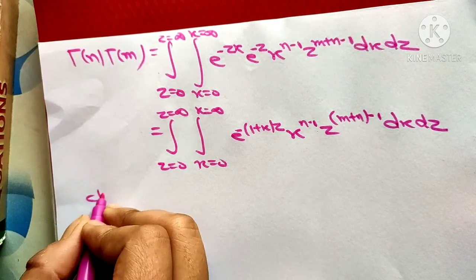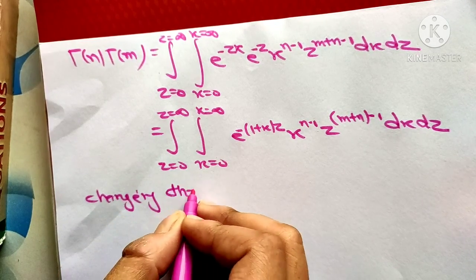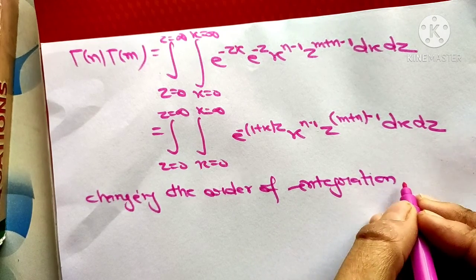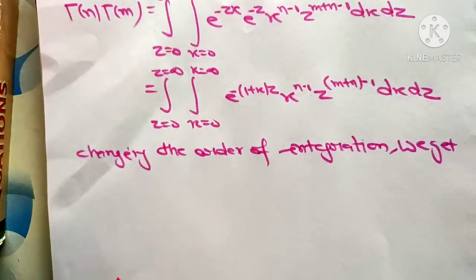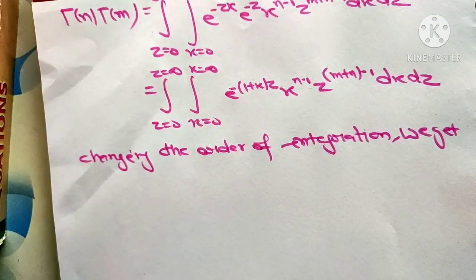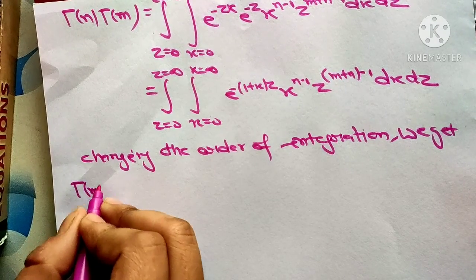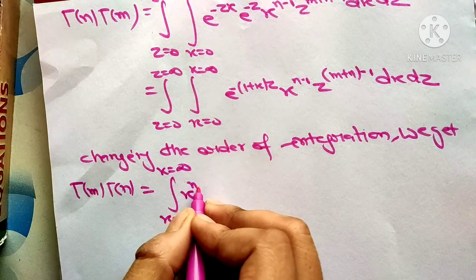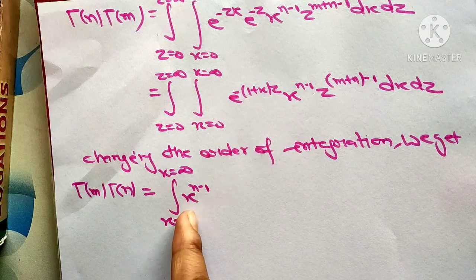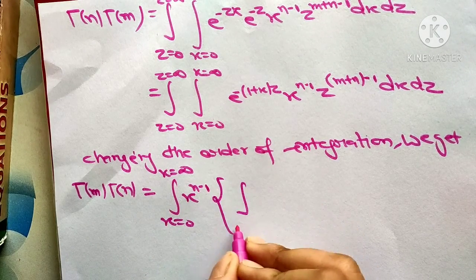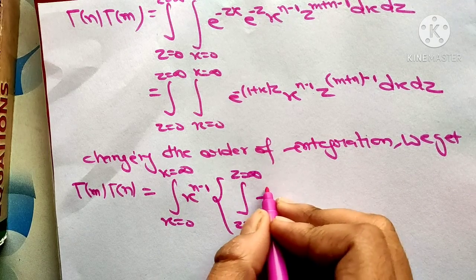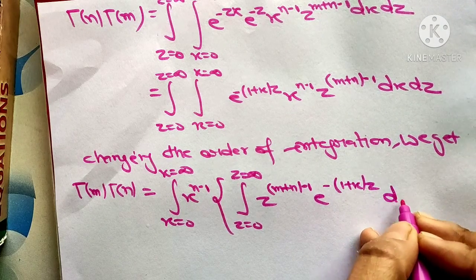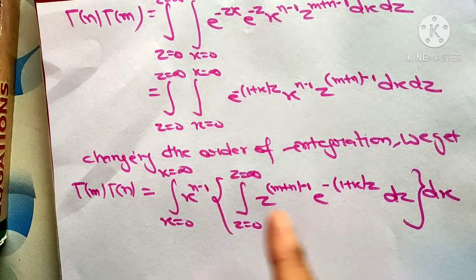Now, changing the order of integration, we get gamma m gamma n is equals to integral x from 0 to infinity, x to the power n minus 1, and we take the integral over z together, z from 0 to infinity, of z to the power m plus n minus 1, e to the power minus (1 plus x) z dz, with dx for the outer integral and dz for the inner integral.